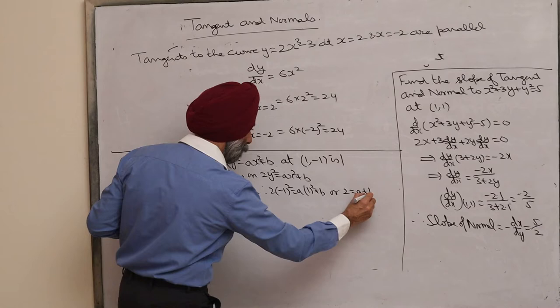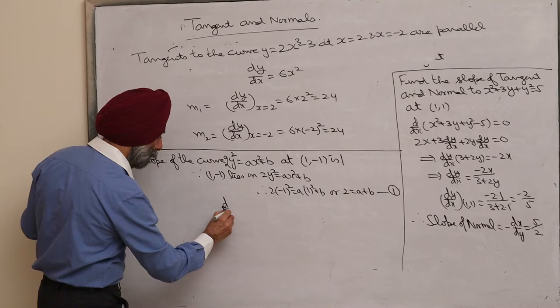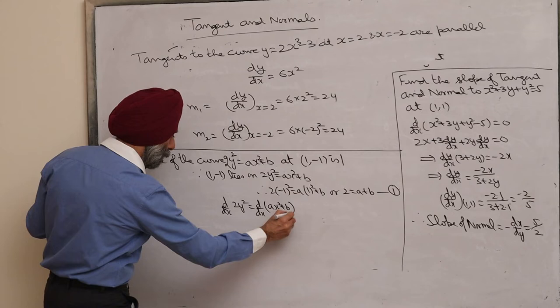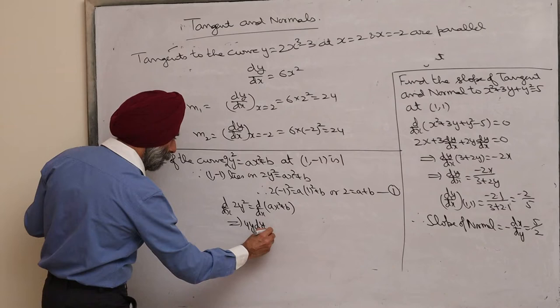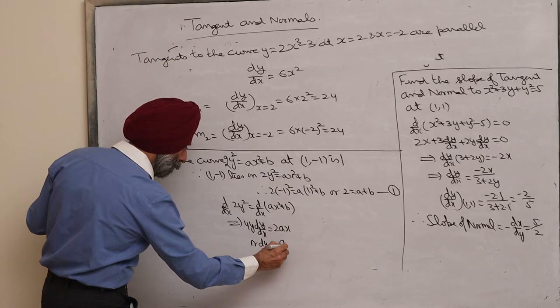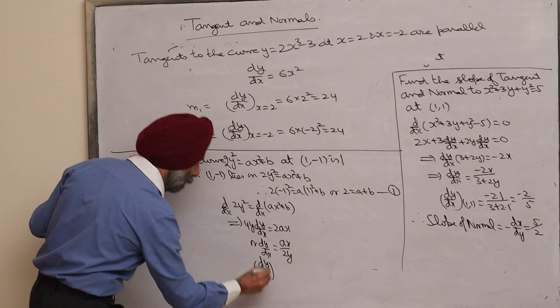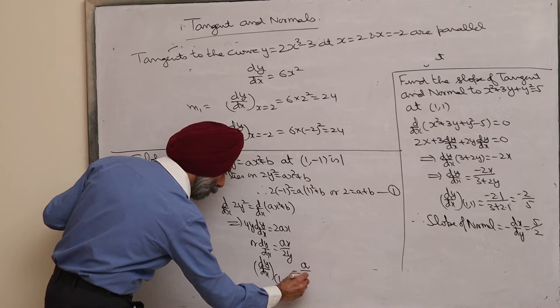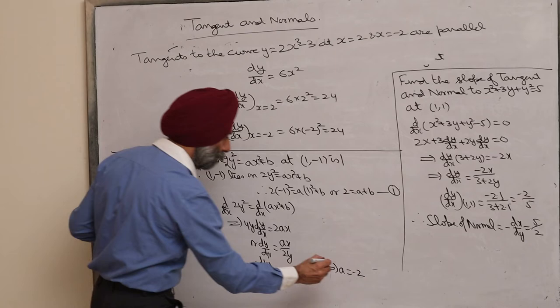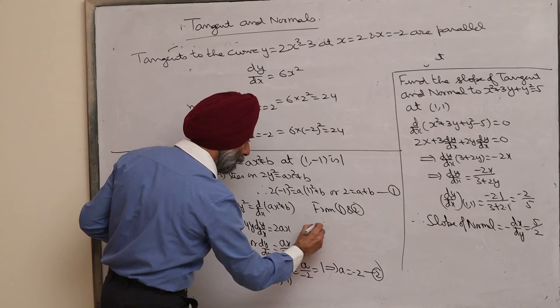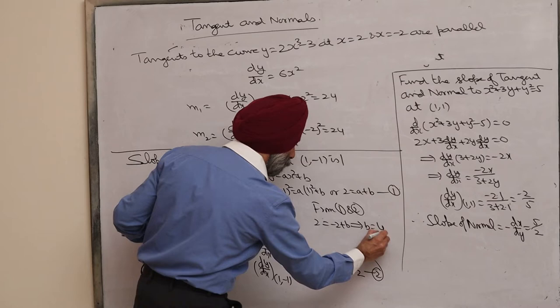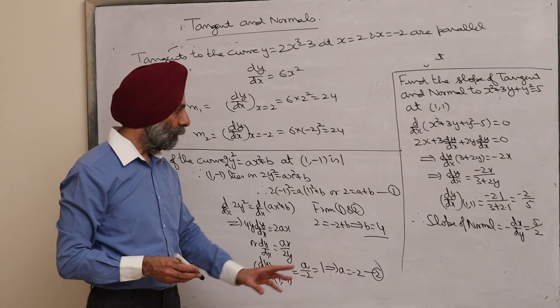This is first. Now d over dx of 2y² is equal to d over dx of ax² plus b, or this implies that 4y dy over dx is equal to 2ax, or dy over dx is equal to ax over 2y. So we have the derivative of y with respect to x. So dy over dx at 1, minus 1 is equal to a upon minus 2 and is equal to 1. This implies that a equals minus 2. So from first and second, 2 is equal to minus 2 plus b, that implies b is equal to 4. That is, we have the values of a and b. A is minus 2 and b is equal to 4.